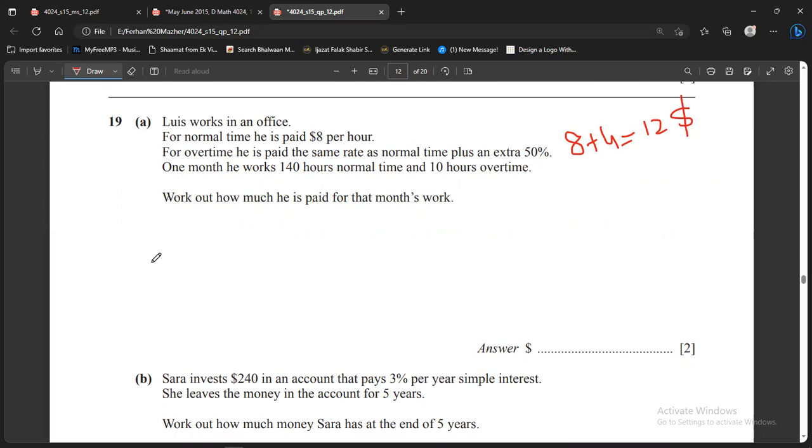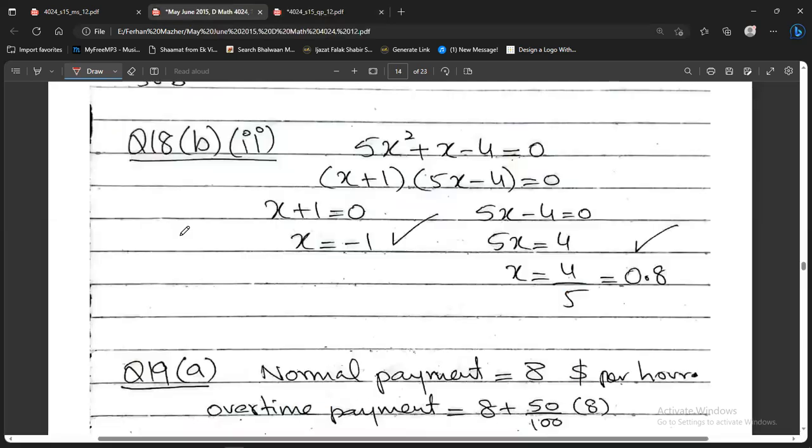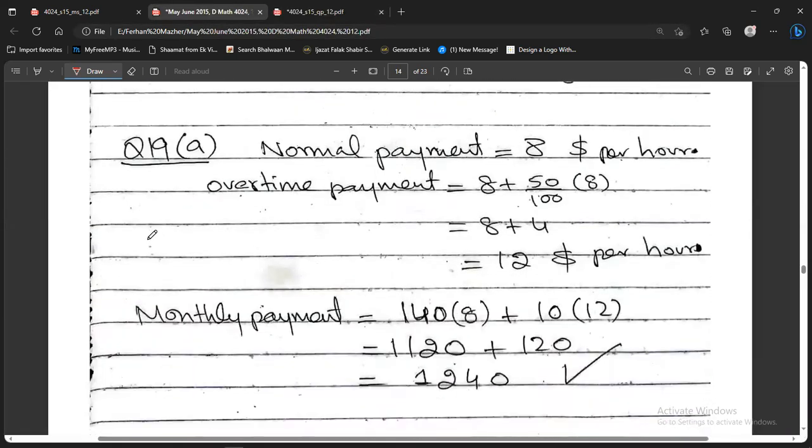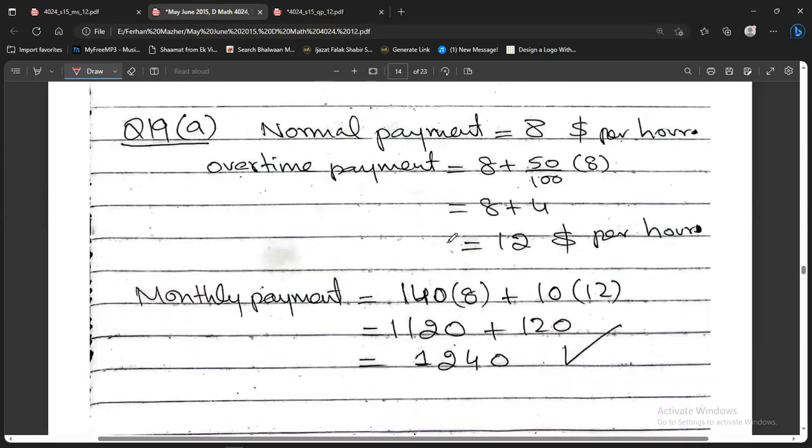In 1 month he works 140 hours normal time and 10 hours overtime. Work out how much he is paid for that month's work. It's a 2 marks question. So first of all, the normal payment is $8. Overtime payment is 8 plus 50% of 8, and that will be 8 plus 4, and that will be $12 per hour.